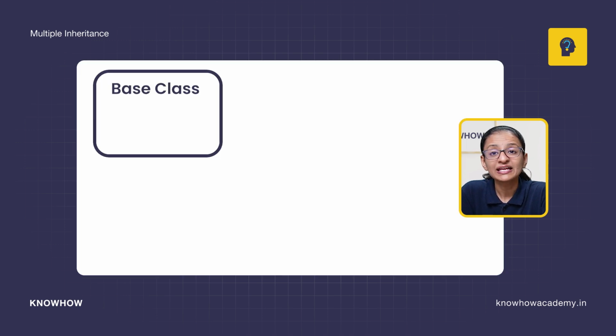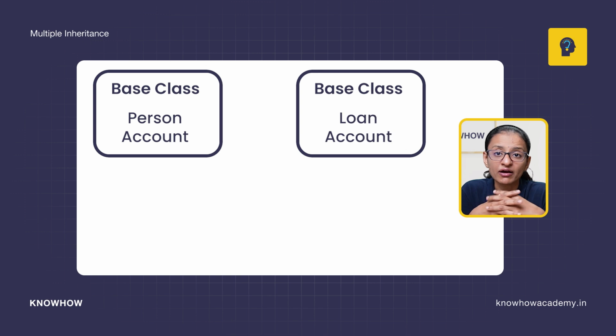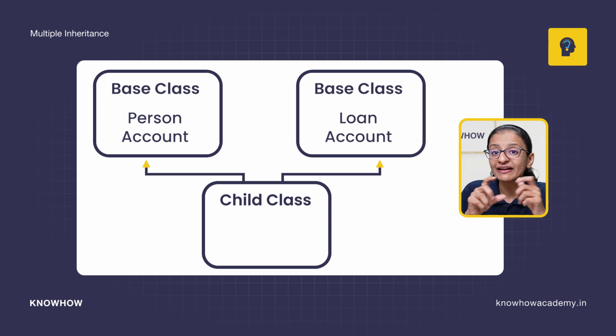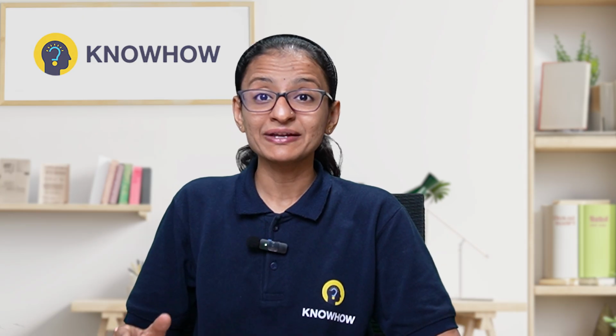So first of all, they need to implement one base class which can take care of the person account, a second base class which can take care of the loan account, and there is another class which is considered a child class, and that class will inherit the properties of a loan account as well as the properties of a normal person account, and that account is considered a mortgage account. So how will they implement it using multiple inheritance? Let me explain it practically.